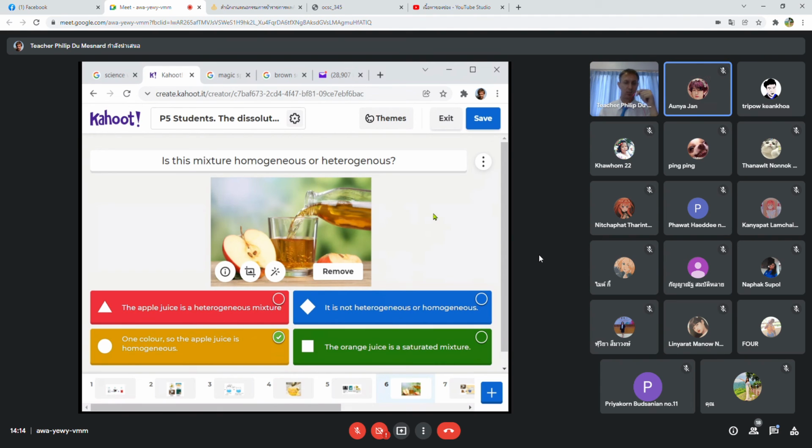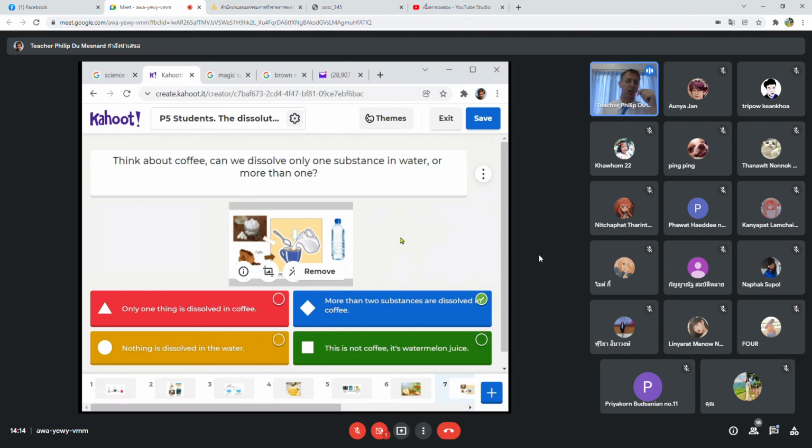Homogeneous. That's right, because the juice is only one color. It's a brown or yellow color. So it's only one color, and that's why it's homogeneous. And the same with orange juice, and the same with grape juice, and the same with apple juice. It's homogeneous. Okay, and then we have the coffee.